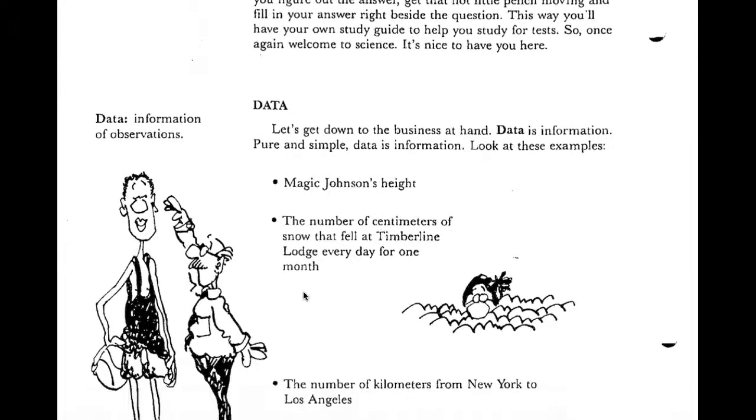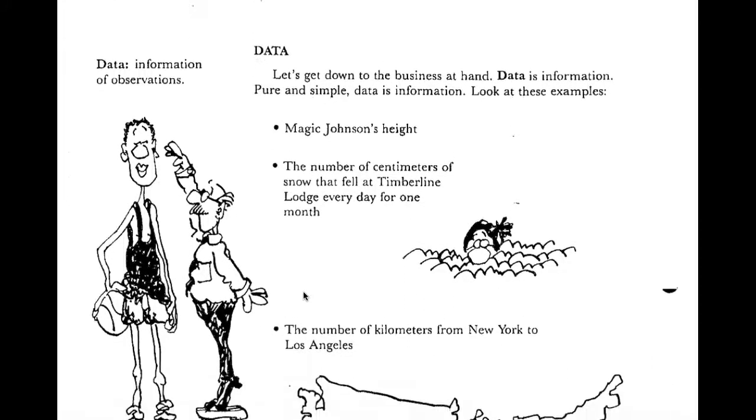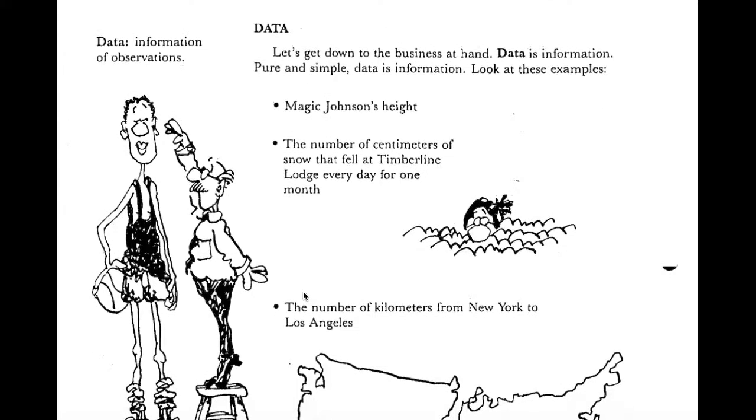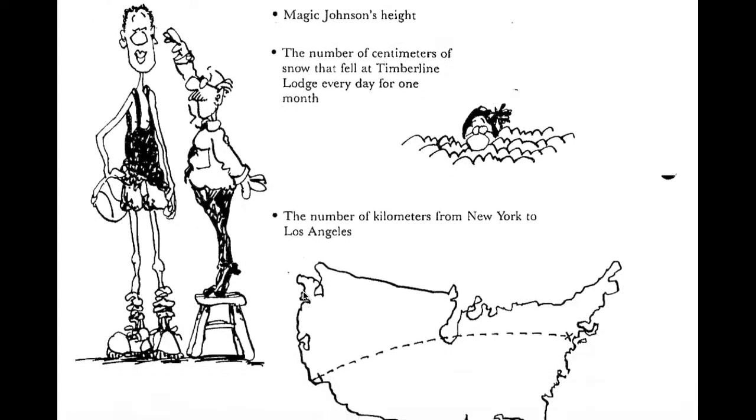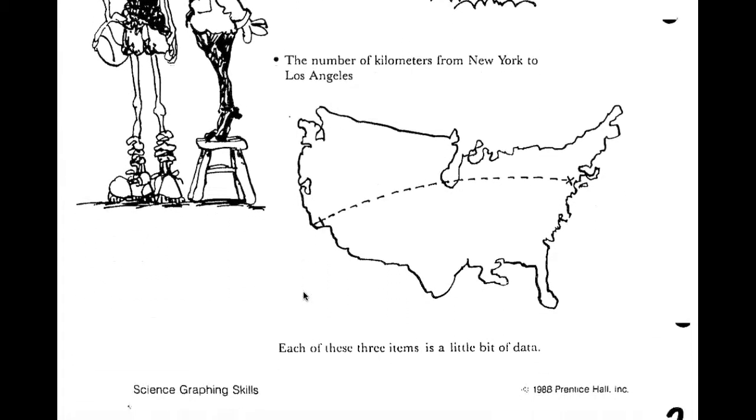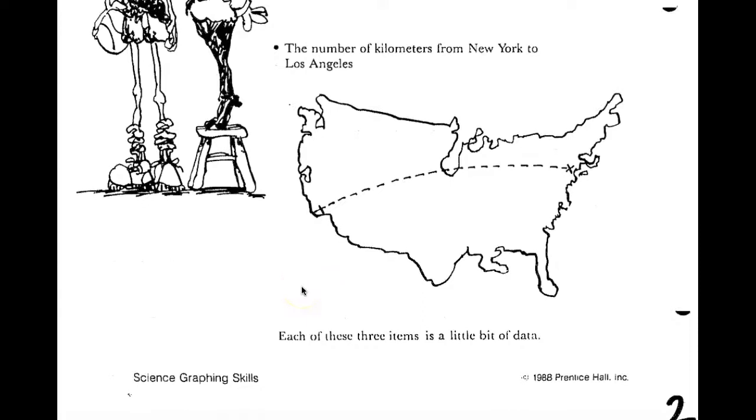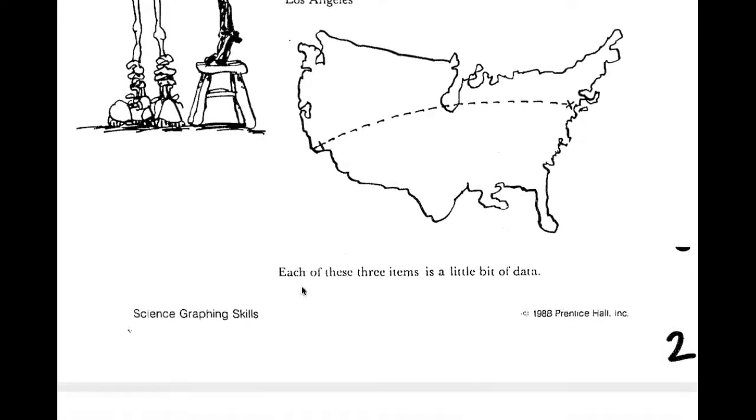Data. Let's get down to business at hand. Data is information, pure and simple. Look at these examples: Magic Johnson's height, the number of centimeters of snow that fell at Timberline Lodge every day for a month, the number of kilometers from New York to Los Angeles. Each of these items is a little bit of data, or numbers.